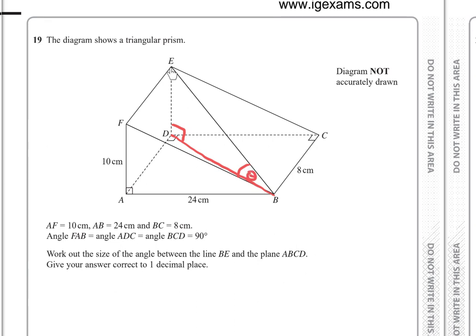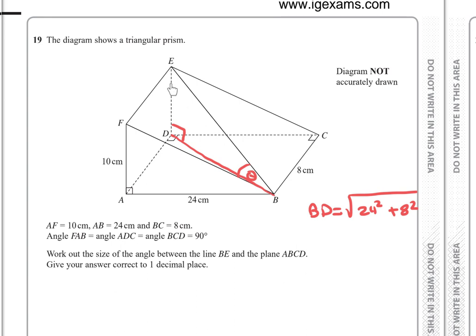To find this angle, we need two sides in this triangle, EDB. We have ED equals 10 centimeters because AF equals 10, so ED equals 10. And we can find BD with Pythagoras theorem, because it's 24 and 8. So BD equals the square root of 24 squared plus 8 squared.